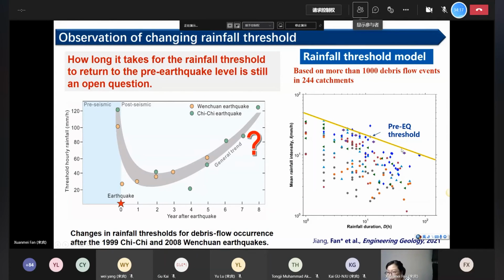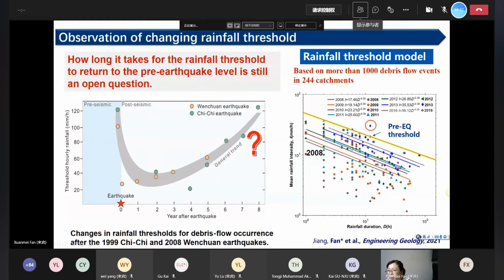So this is the pre-earthquake rainfall threshold, which is quite high. If we use this threshold to predict post-earthquake debris flow events, you can see only one event can be predicted. The reason is that after the earthquake in 2008, the debris flow rainfall threshold reduced to here, and then with time it is increasing. But so far it has not yet completely returned to the pre-earthquake level.